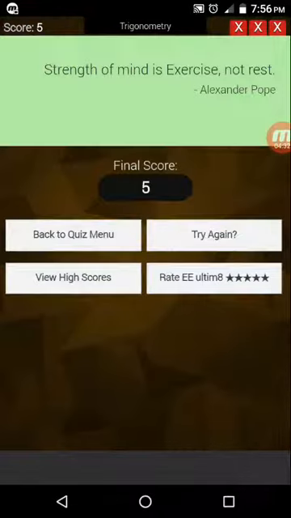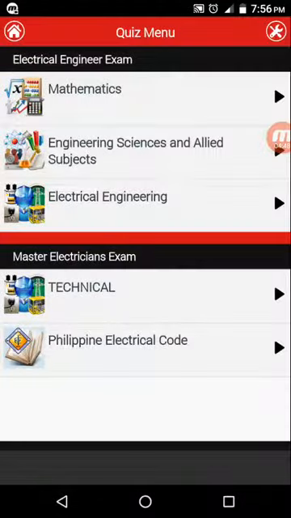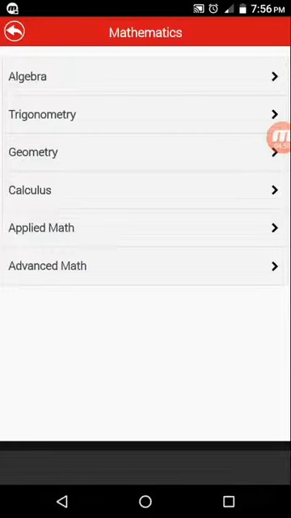Show result. My score is 5, only 5. There is a quote here: strength of mind is exercise, not rest, according to Alexander Pope. Back to the quiz menu. Next is geometry.